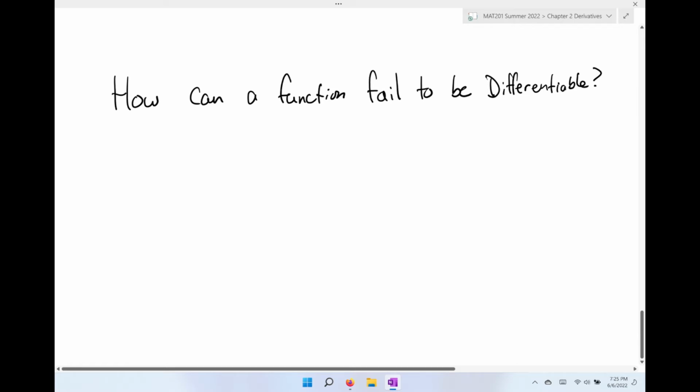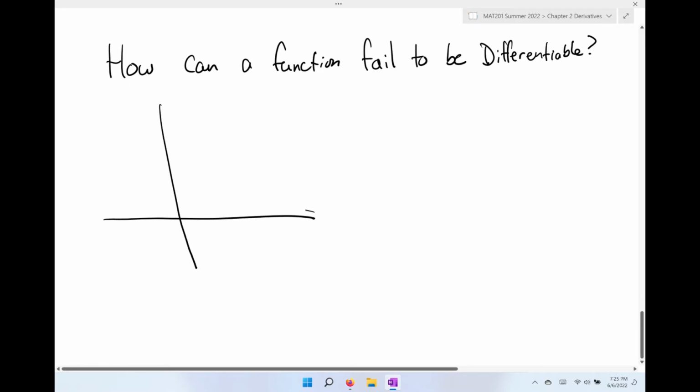But anyways, how can a function fail to be differentiable? All right. Well, the easiest way for me to demonstrate this would be some pictures. Okay. So the first one I'm going to draw is right here. And notice here, at that value right there, we're going to call that a, okay? That value has two names, a cusp or a corner, all right?